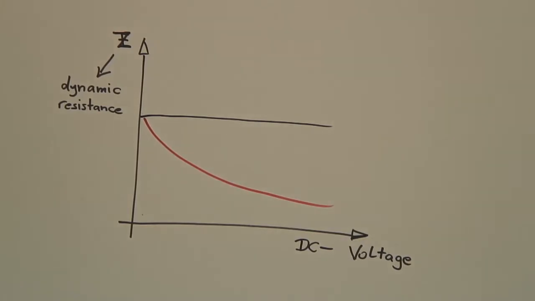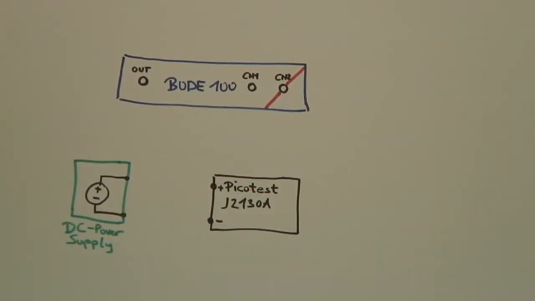This is especially important if you design, for example, output filters of switch mode power supplies. You always need the capacitor value at the operation point, and we show how to measure this. We use the Bode100 in conjunction with the Picotest J2130A DC-Bias-Injektor.